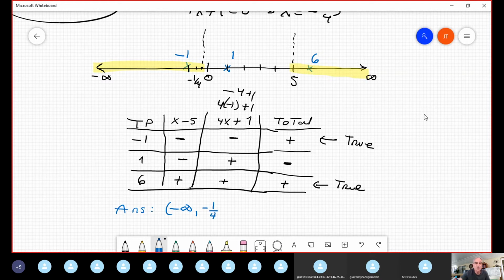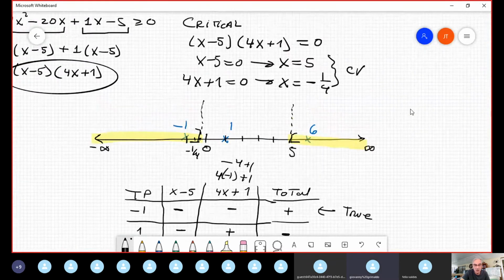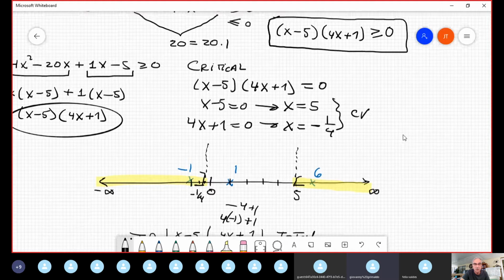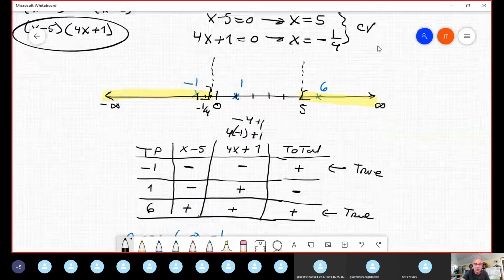Does it include -1 over 4? Yes or no? Is it the bracket or the parenthesis? The bracket. How do you know? Because it includes it, it's equal to, it stays right there. What is the clue that gives me information that it includes? It's greater than or equal to. Exactly, here on the sign. When you see equal, include. No equal, do not include.